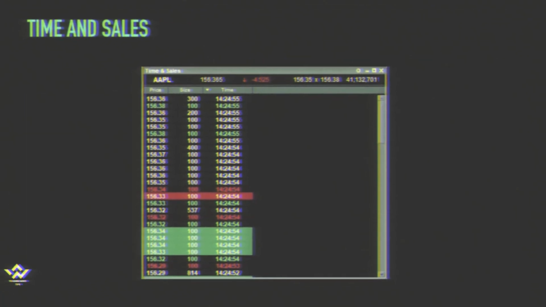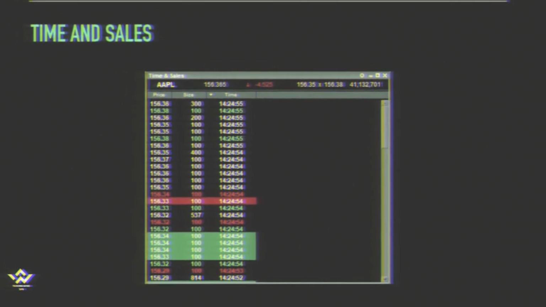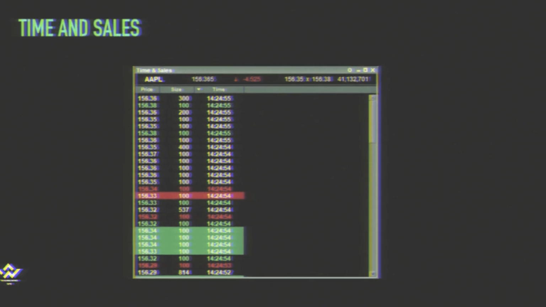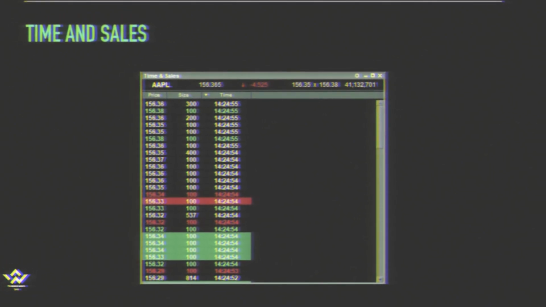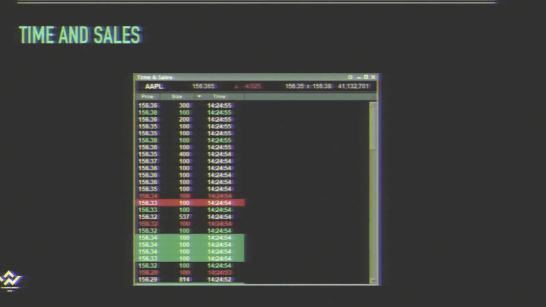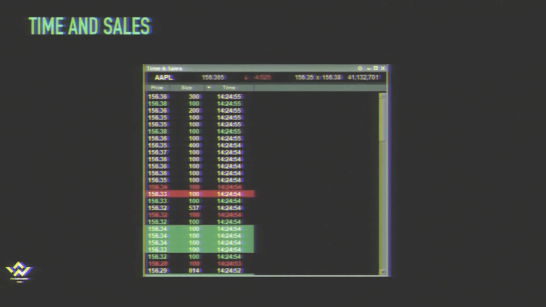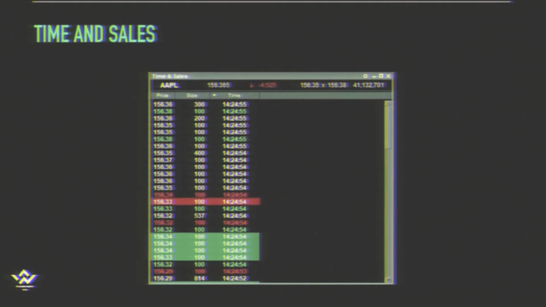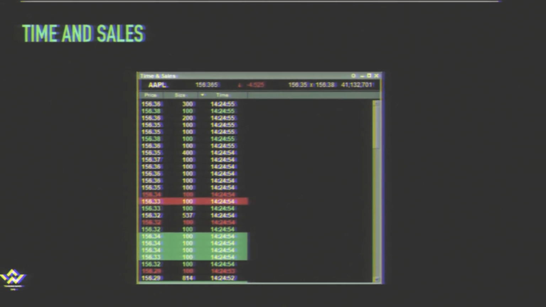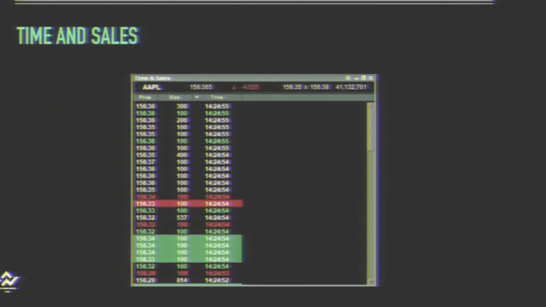Now, most brokers will give you a separate window just for the time and sales. While level 2 will only show you limit orders waiting to be executed, the time and sales window will show you orders that are actually being executed in real time, showing at which price, how many shares, and at what time. If the order is highlighted in green, that means the order was executed on the ask. If the order is highlighted in red, that means the order was executed on the bid. If it's white, then the order executed somewhere in between the bid and the ask.